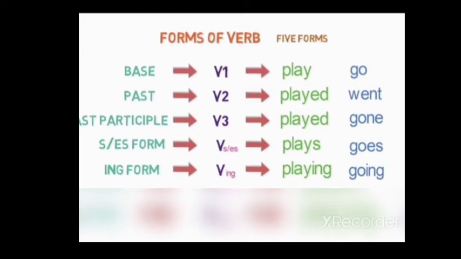Let's look into one more example. Go. The base form of go is go. In past form, it is went. In past participle form, it is gone. In S or ES form, it is goes. And in ING form, it is going. Now, as you are clear with the base verb or verb form, let's now come back to our today's topic, which is tenses.